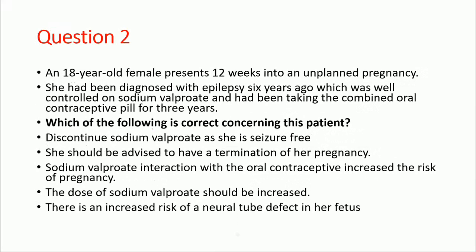Okay, so both on pregnancy. Let's do the second one first. An 18-year-old female, 12 weeks into an unplanned pregnancy, has been diagnosed with epilepsy and is on valproate. Unfortunately, valproate is given in Sri Lanka because there is no other drug for these patients. Unfortunately, that is a problem. So which of the following is correct concerning this patient? There is an increased risk of neural tube defects in the fetus, which is obviously true.